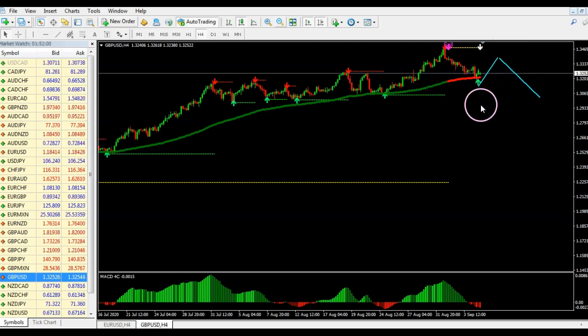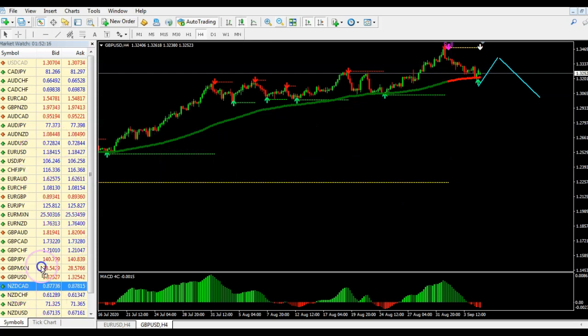Unless you're a scalper and you like to do small trades, going up then going down, you can do that too. You just got to be very focused. You got to be almost in front of your computer all the time to do that. That's what I'm expecting for GBP USD.